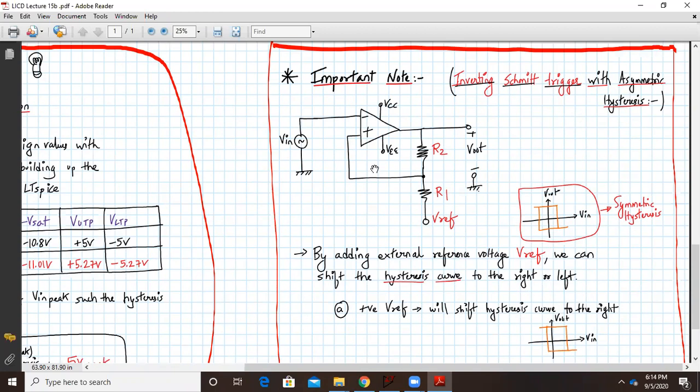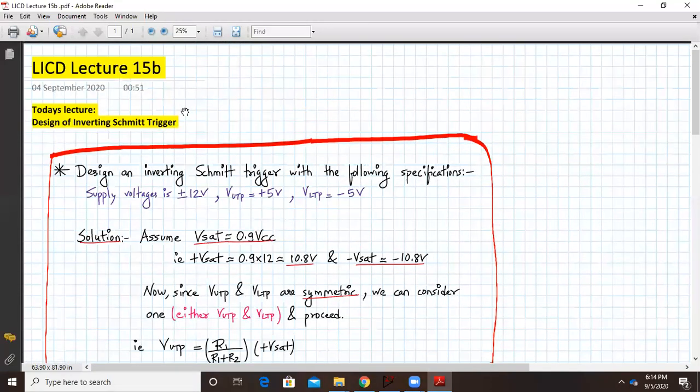Okay. So we can design an inverting Schmitt trigger with asymmetric hysteresis also in this fashion by adding an extra external reference voltage. I think that's it for this lecture. We have reached our objective of designing an inverting Schmitt trigger. Next time we'll see the asymmetric inverting Schmitt trigger design.